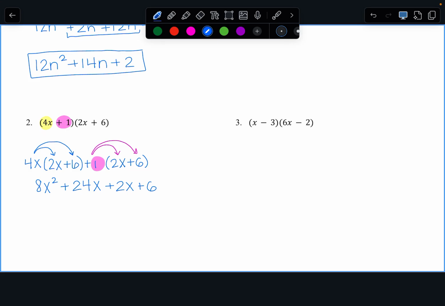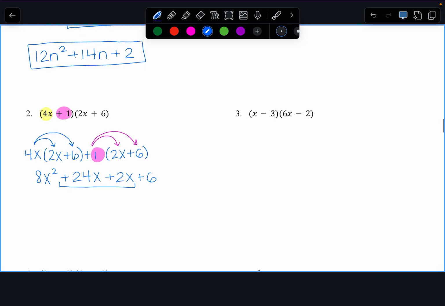And our last step is to add those like terms. So we still have 8x to the second plus 26x plus 6. Still okay?